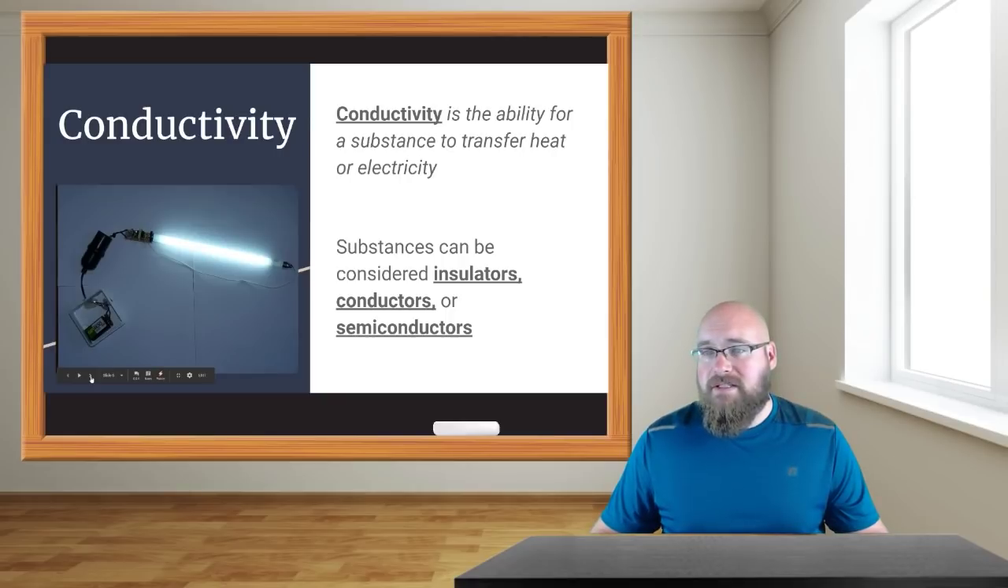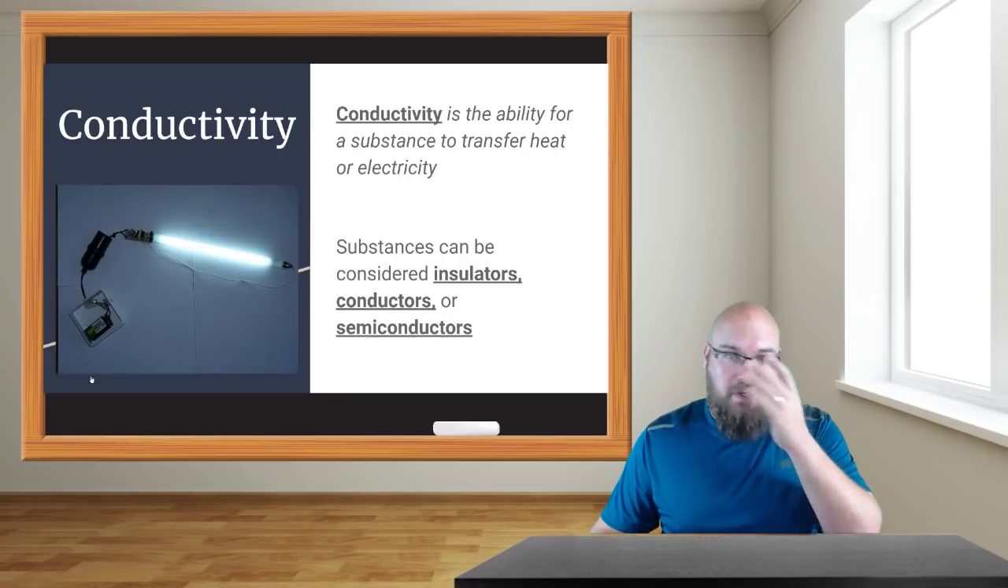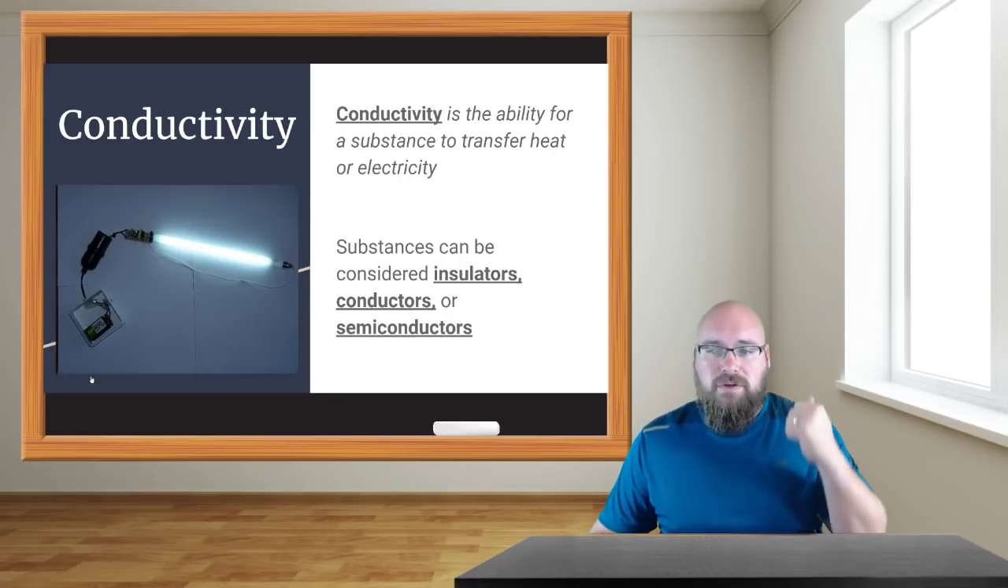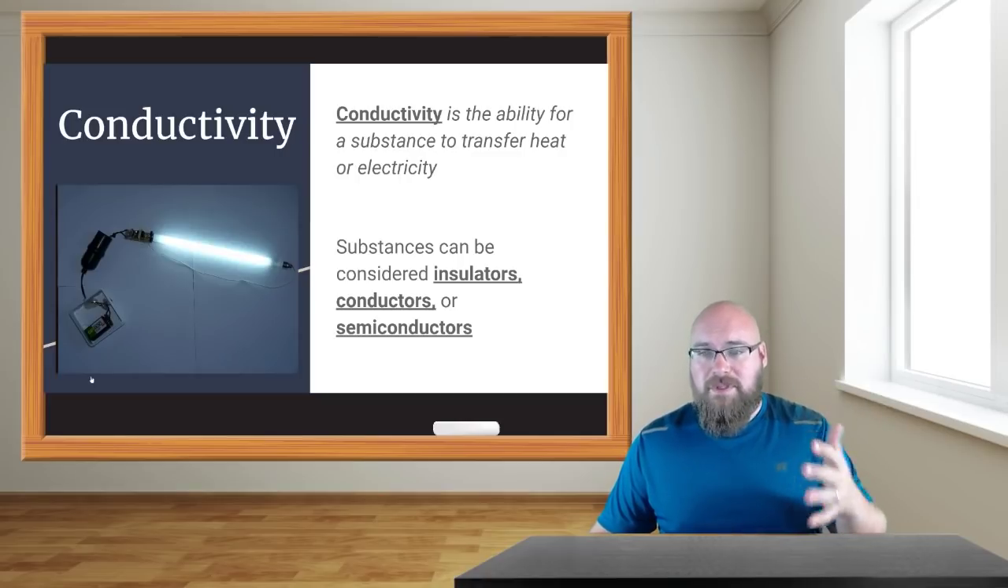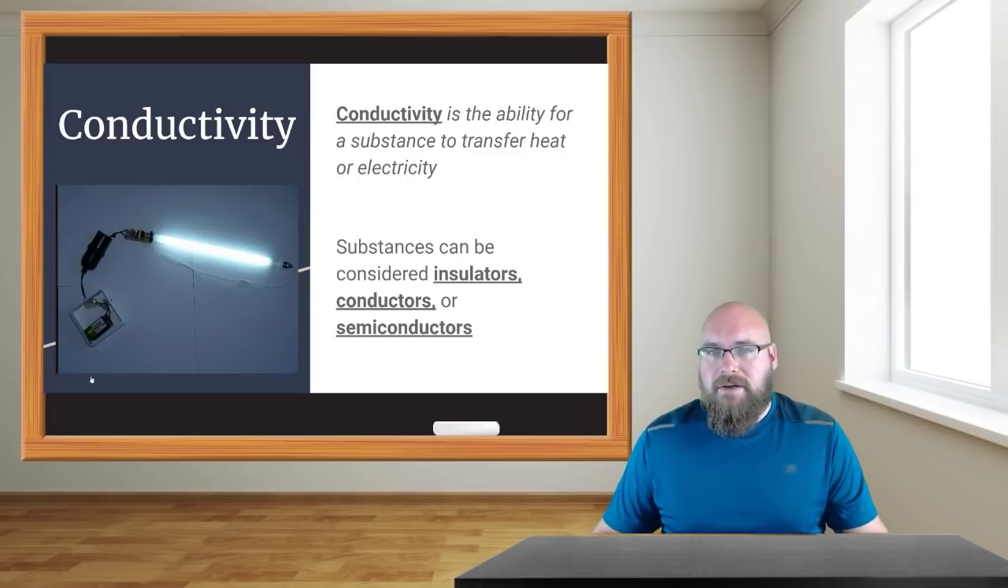Next would be conductivity. This is the ability for a substance to transfer heat or electricity through it. So is it good, is it bad, or is it in between? An insulator would not be a good conductor of electricity and heat. Conductors are good conductors of electricity and heat, and semiconductors are in the middle. So these are three different categories we have to be able to classify something into based on this.